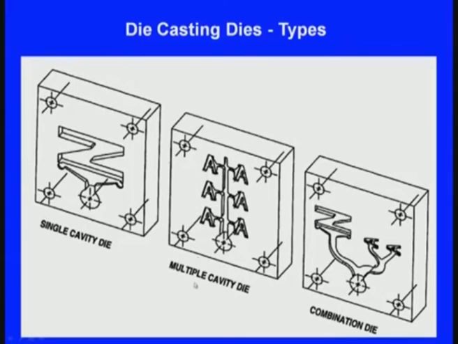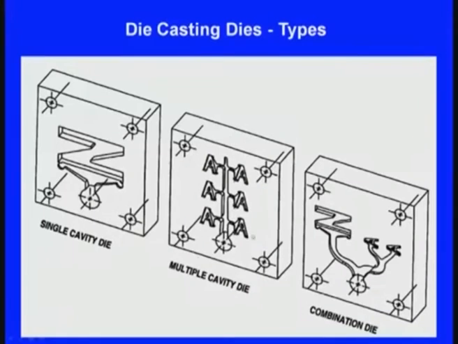Now, this is the multiple cavity die, and here we can see this is one casting, this is one casting, this is one casting, and so on. At a time in this die we can see there are 6 cavities, but all the cavities are similar. So, at a time with one injection we can produce 6 similar castings. So, this type of die is known as the multiple cavity die.